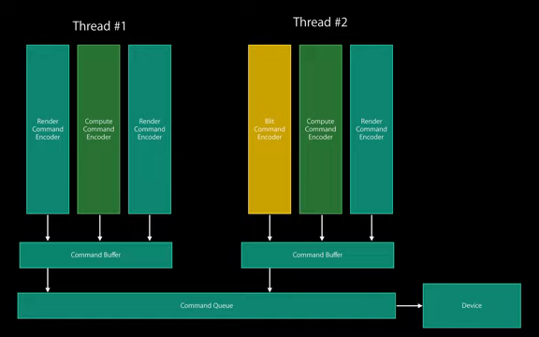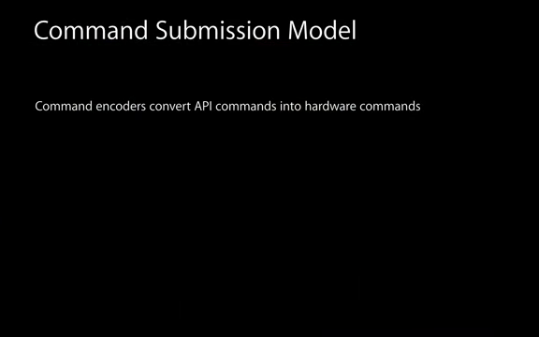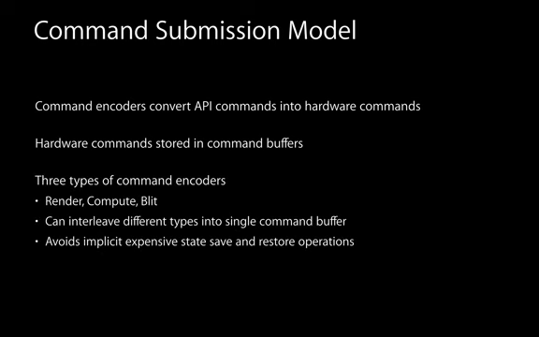So let's talk a little bit more about the command submission model itself to understand how this works. As we've said, command encoders will encode the API commands into the hardware state, and then they'll store those commands in the hardware command buffer. There are 3 types of command encoders for generating 3 different types of work on the GPU. We have render, compute, and blit. And we'll talk about each of them in detail. But important to realize here is that you can interleave these different types of operations in a single command buffer and within a single frame very efficiently.